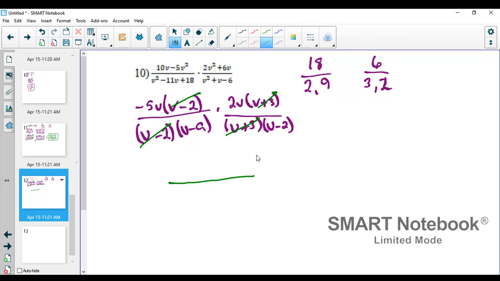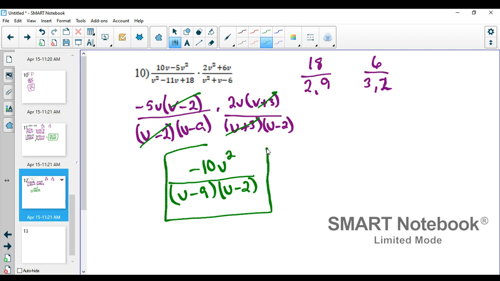So we're going to multiply what we have left. So negative 5v times 2v is negative 10v squared. And then v minus 9 and v minus 2 are all that's left in the denominator. And that is our final answer.